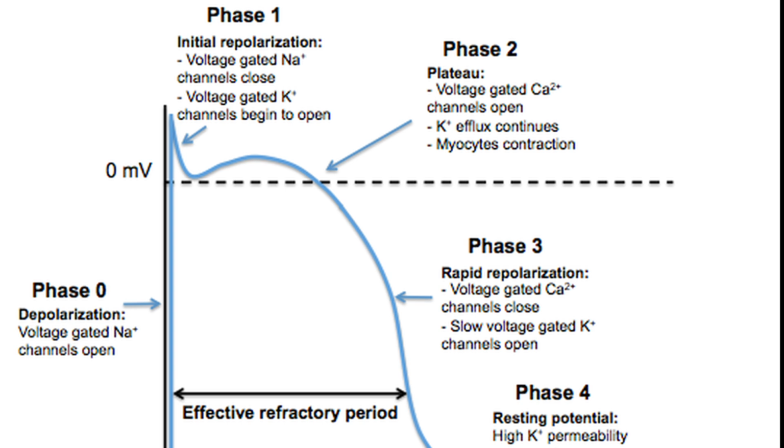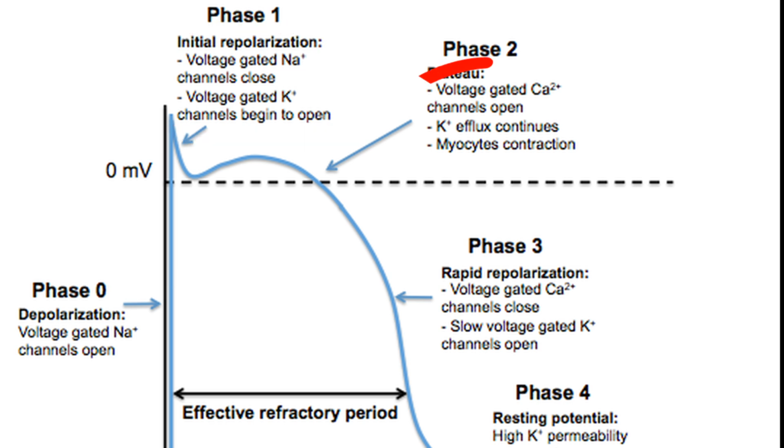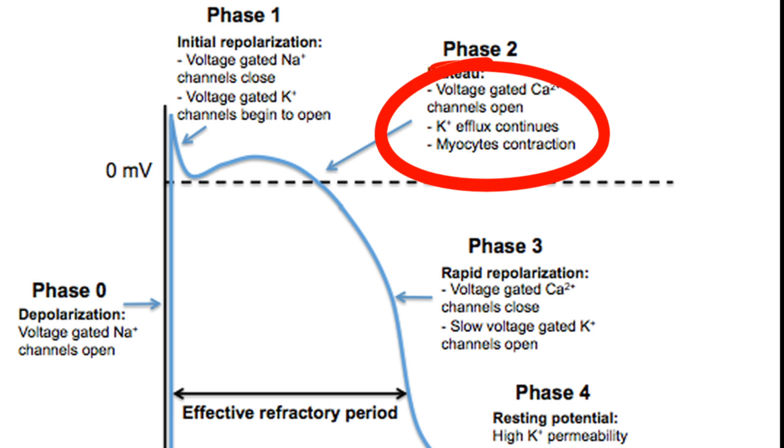Phase 1, initial repolarization. A brief outward flow of potassium ions causes initial repolarization, but it's short-lived. Phase 2, plateau. Here's where things get interesting. The membrane potential stabilizes, thanks to the balance between Ca2+ flowing in and K+ moving out, leading to a plateau phase, which is crucial for muscle contraction.